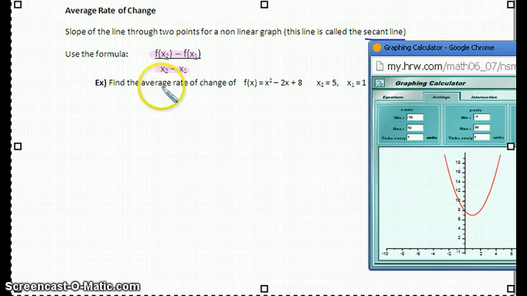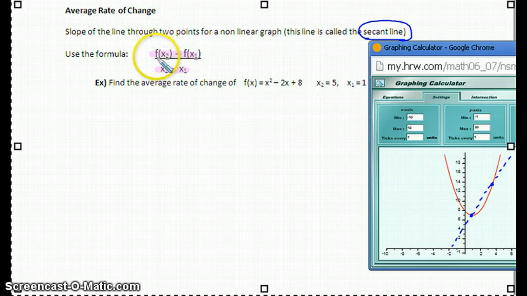So if it's asking me to find the average rate of change of this parabola, which is graphed here, let's look at where x is 5, which is right about here, and where x is 1 is right about here. And so what I'm really trying to do is come up with what is the slope between those 2 points. And this dashed line that I'm drawing, that's really the secant line. So I can find an approximation of the slope by finding the slope of that line. And the way I can find the slope of that line is to plug it into this equation.